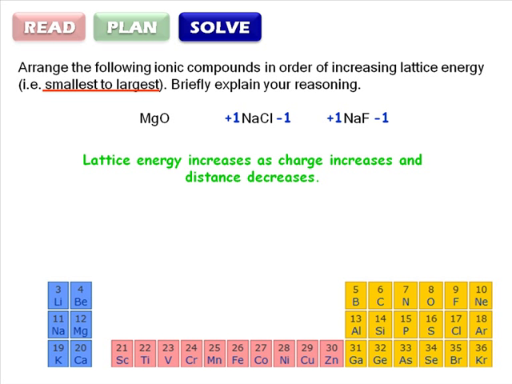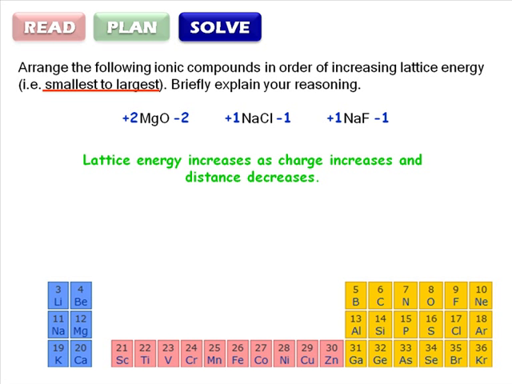Magnesium and oxygen are both two columns away from the noble gases, so magnesium will likely form a 2+ charge, while oxygen will form a 2- charge. Now put the compounds in order from smallest to largest lattice energy.